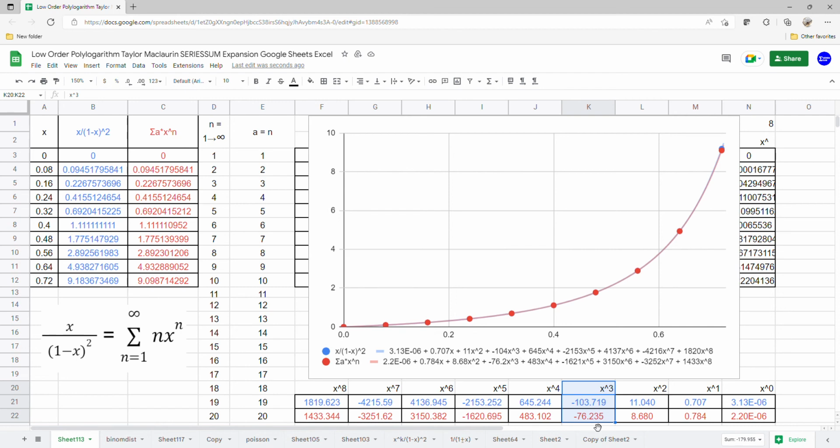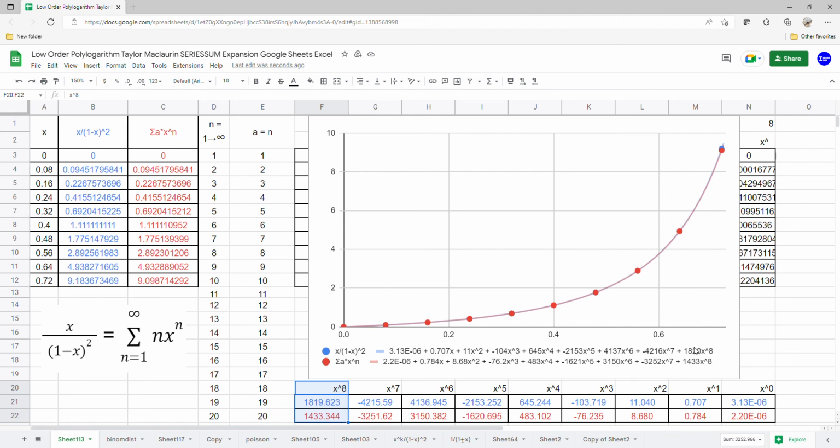Rounded was 104, 76.2. Coefficient of x to the fourth, 645 and 483. Coefficient of x to the fifth, minus 2135 minus 1621. Coefficient of x to the sixth, 4137, 3150. Coefficient of x to the seventh, 4216 and minus 3252, negative 3252. And coefficient of x to the 8, 1820 and 1433.